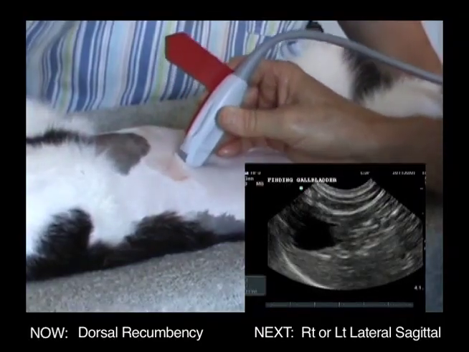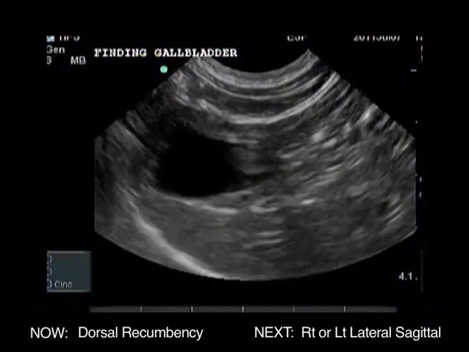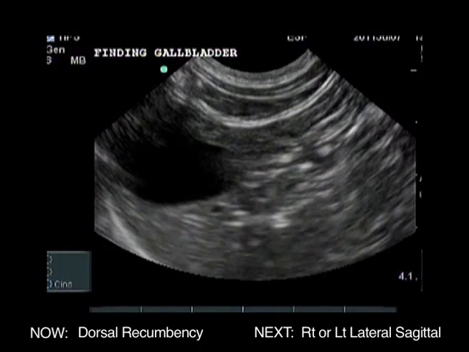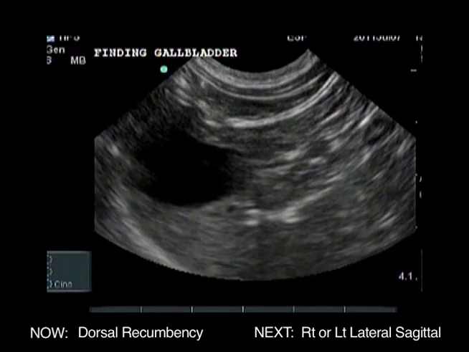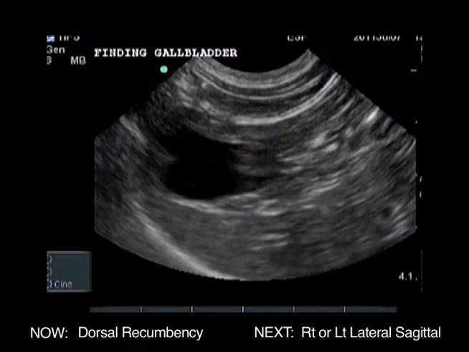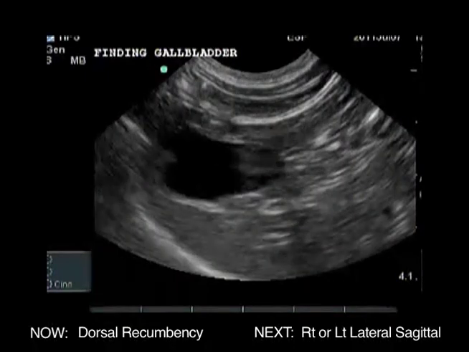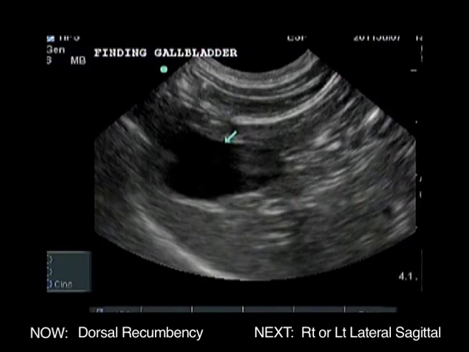Press the freeze button and release pressure on the transducer. Use Cinematic Loop to scroll backward or forward to find the best image. Place an arrow on the gallbladder, label the image gallbladder, and save the image to the patient record or archives.